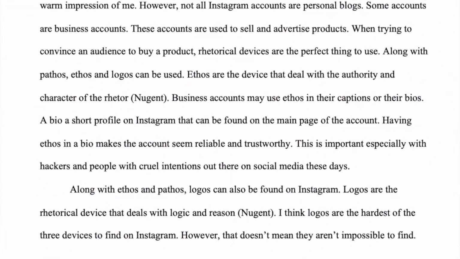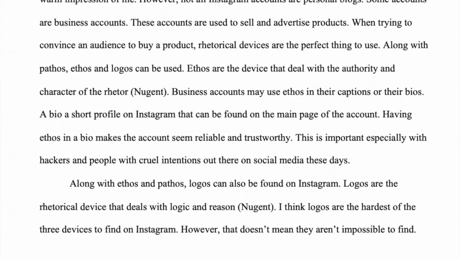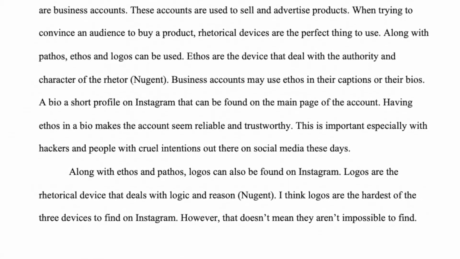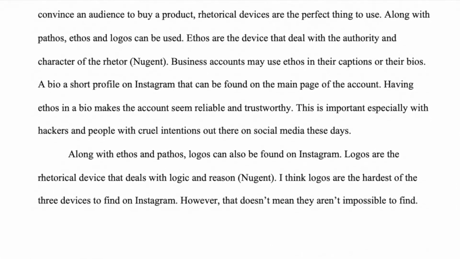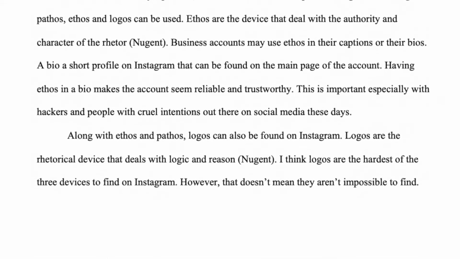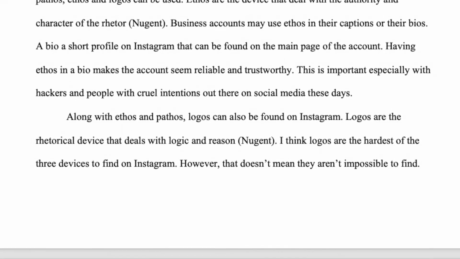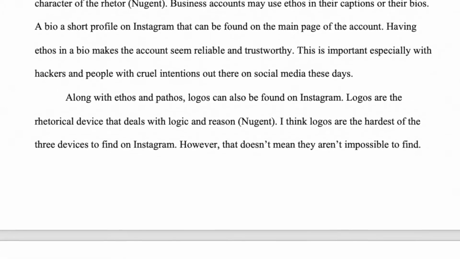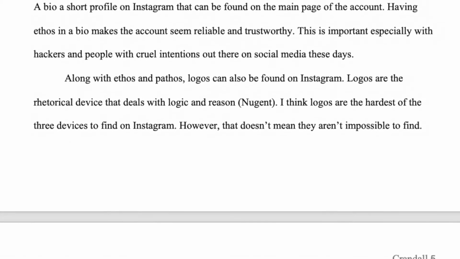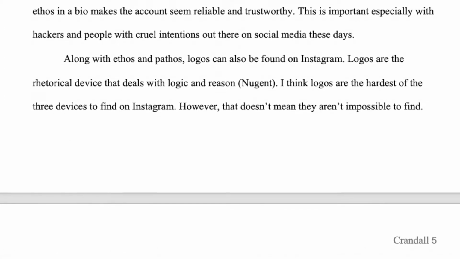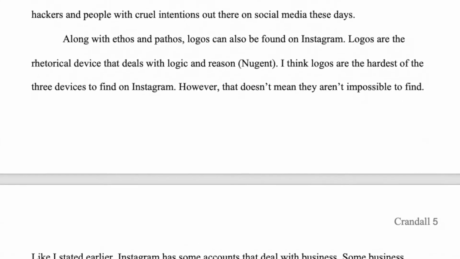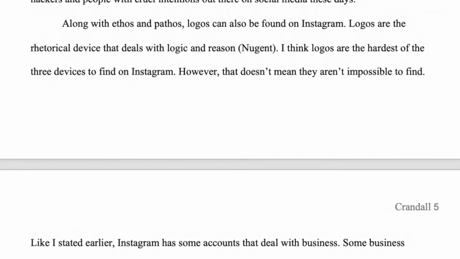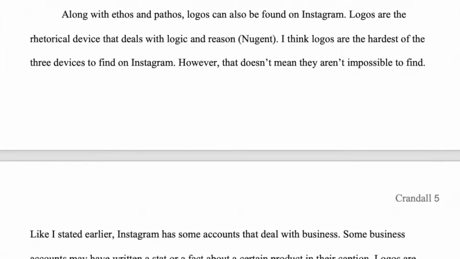The rhetorical triangle wasn't the only thing I used in my papers, though. The use of ethos, pathos, and logos also helped my paper be very successful. For example, in my comparison analysis of a non-academic writing situation to an academic writing situation, I used ethos, pathos, and logos to back up my thesis, which was that a non-academic writing site, such as Instagram, uses examples of the rhetorical situation. Logos, which appeal to logic, can be found on Instagram accounts, along with ethos that deal with credibility and pathos that deal with emotion.